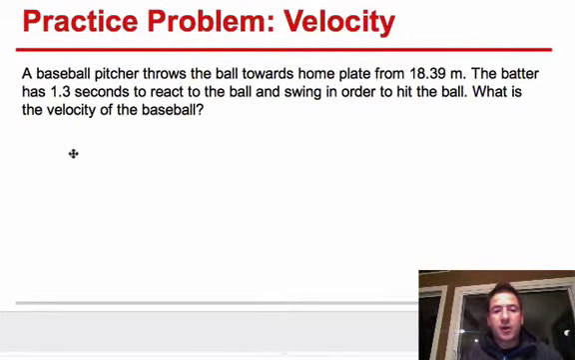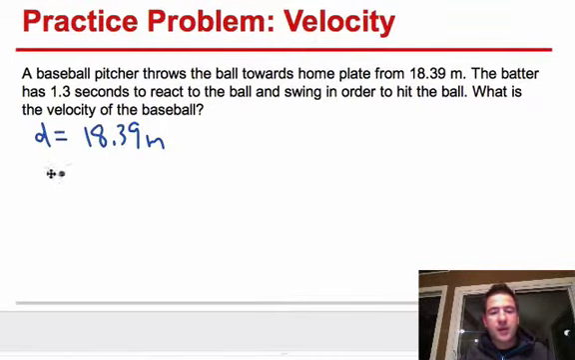Sore throat here. Okay, so a baseball pitcher throws a ball toward home plate from 18.39 meters. We know our distance right there. It's measured in meters. So 18.39 meters. Make sure that meters is in there. Okay, we know our time.